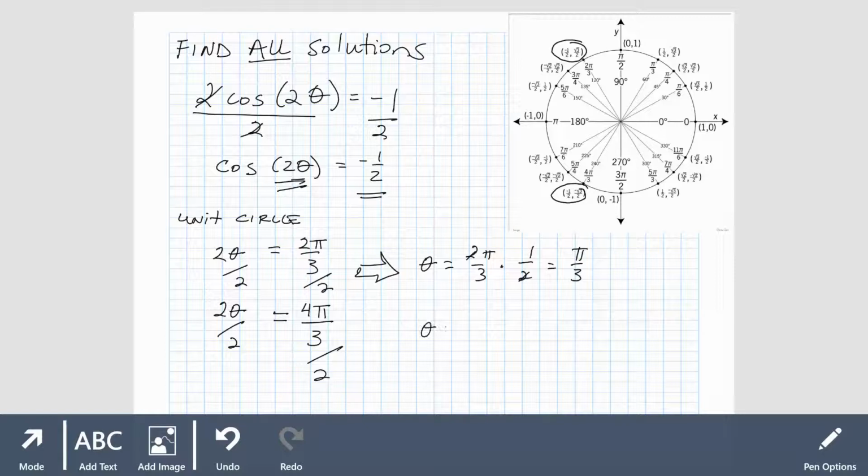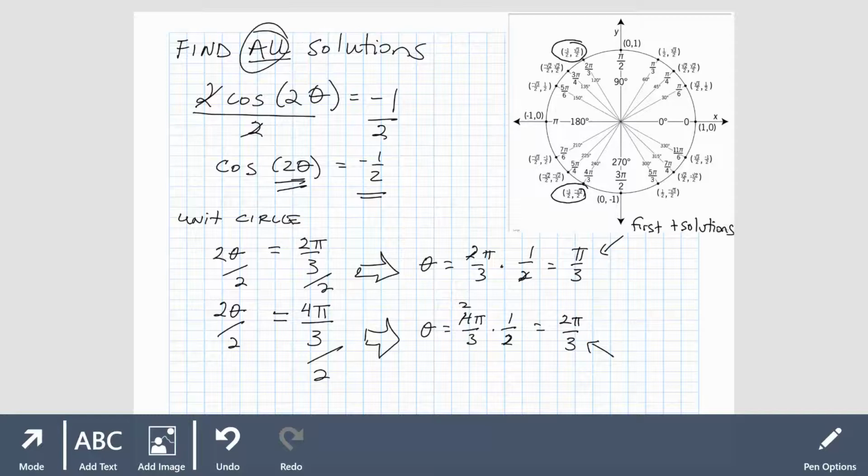Here for the second one, when I do 4 pi over 3 divided by 2, I can do 4 pi over 3 times 1 over 2. So do the reciprocal thing there, and I end up with 2 pi over 3. So in order to solve, I started with my unit circle values from taking the inverse cosine, and then I solved those for theta. And what I found here is my first 2 positive solutions. Okay, well that's really great. However, the problem asks us to find all solutions.